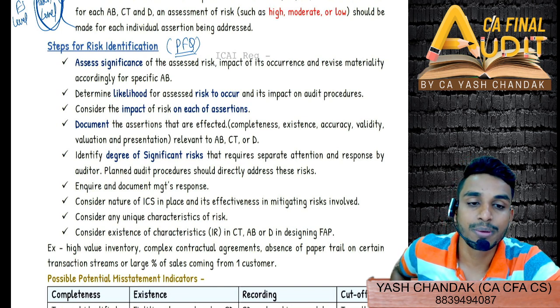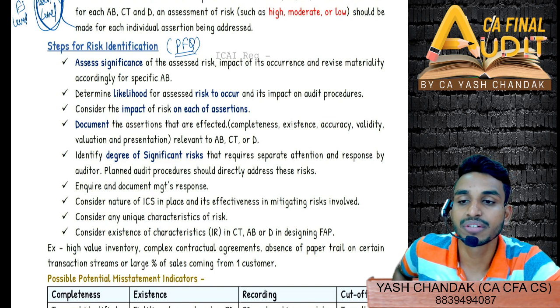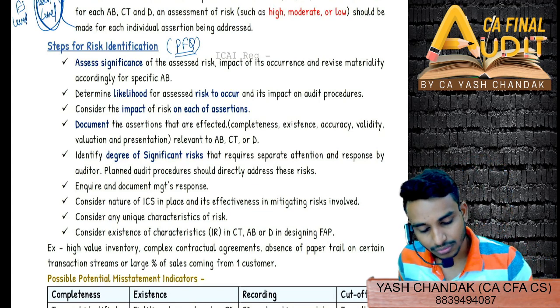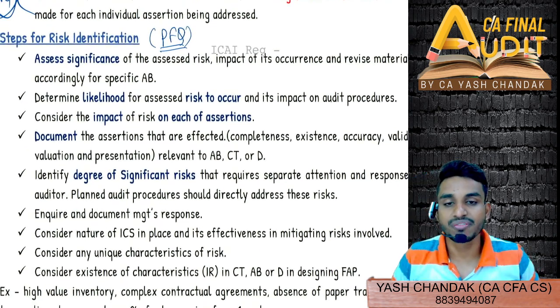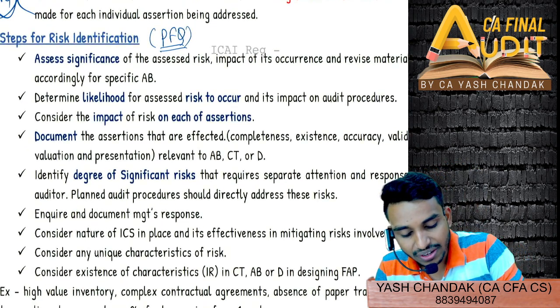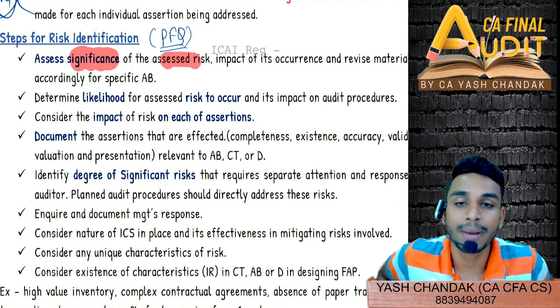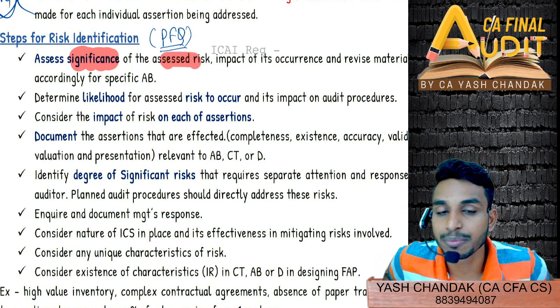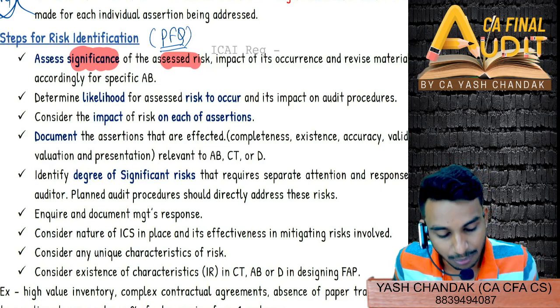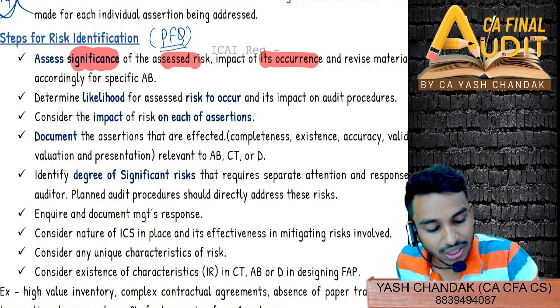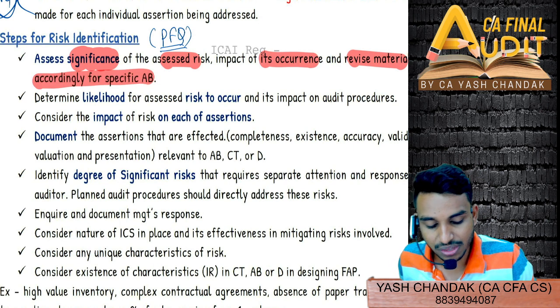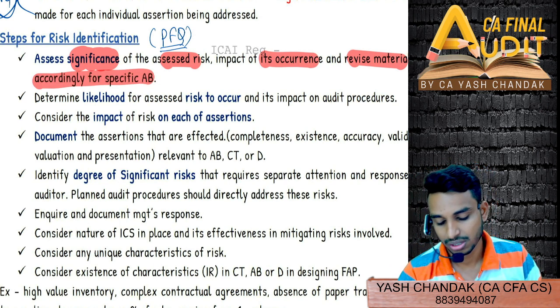C D E F. C for complexity of the transaction. D for degree of subjectivity involved in any transaction. E for recent economic accounting developments. And F for risk of fraud. So here we are going to assess first, as Sony told, which risks are very important or significant risks for which we need to apply our mind, our professional skepticism, the attitude of professional skepticism. So impact of its occurrence and revised materiality accordingly for specific account balance.